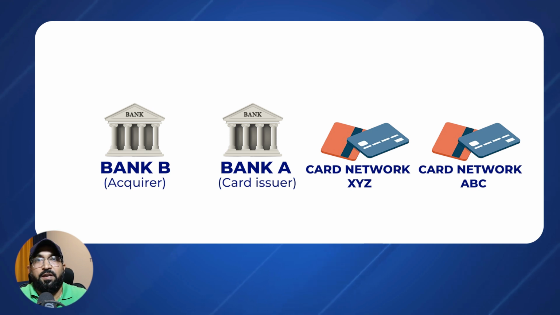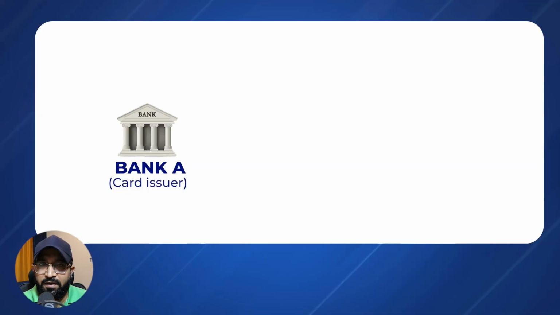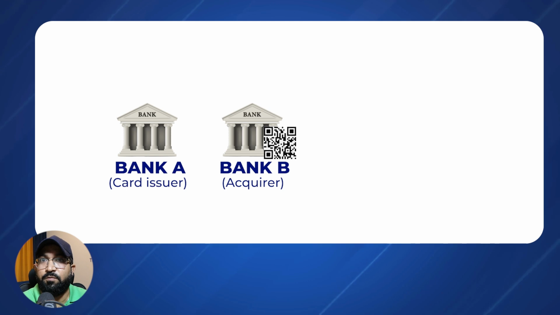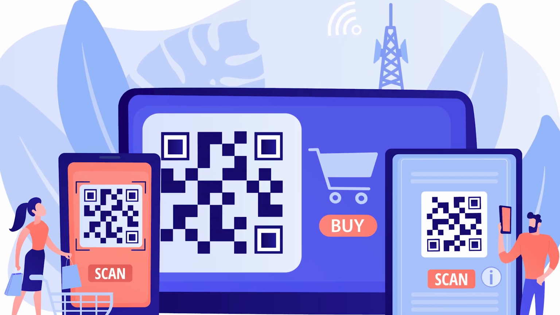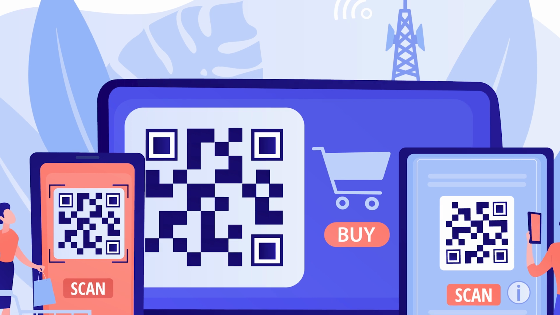Now let's talk about the first scenario, where the customer of bank A is scanning a QR code of bank B, meaning the merchant belongs to bank B. Bank A, which is an issuer bank, is already a certified issuer or issuer processor with card network XYZ, and the QR code belongs to payment network XYZ. So let's please try to understand. You are approaching a merchant who is actually a customer of bank B, which is an acquiring bank, and the merchant displays you a QR code which belongs to payment network XYZ.